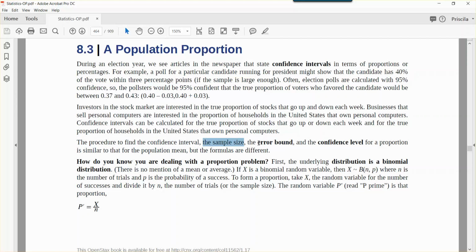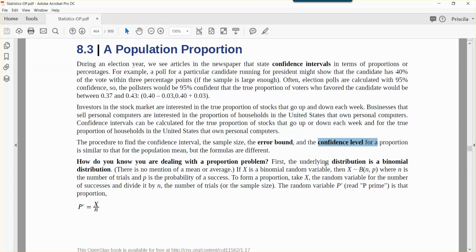The sample size, the error bound, and the confidence level for a proportion are similar to that for the population mean, but the formulas are different, and that's when I wanted you to go to the summary of the formulas. But before we do that, here is a very important thing. How do we know you're dealing with a proportion problem?